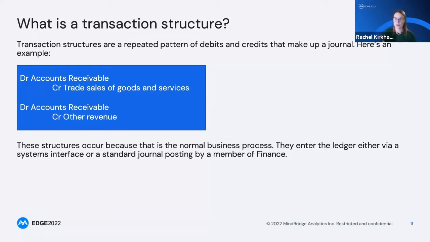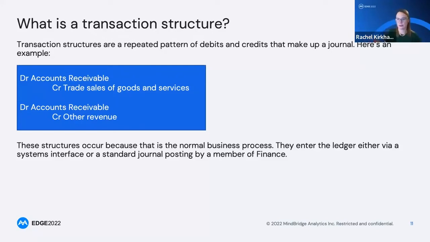A transaction structure is a repeated pattern of debits and credits. So let's take that systems interface example. I might have an AR module, where the activity in finance is in the AR module and not in the GL, and there's an automated posting from your AR module into your general ledger. Someone will go into the AR system, recognize an invoice, for example, and that will have a prescribed set of debits and credits associated with that activity.